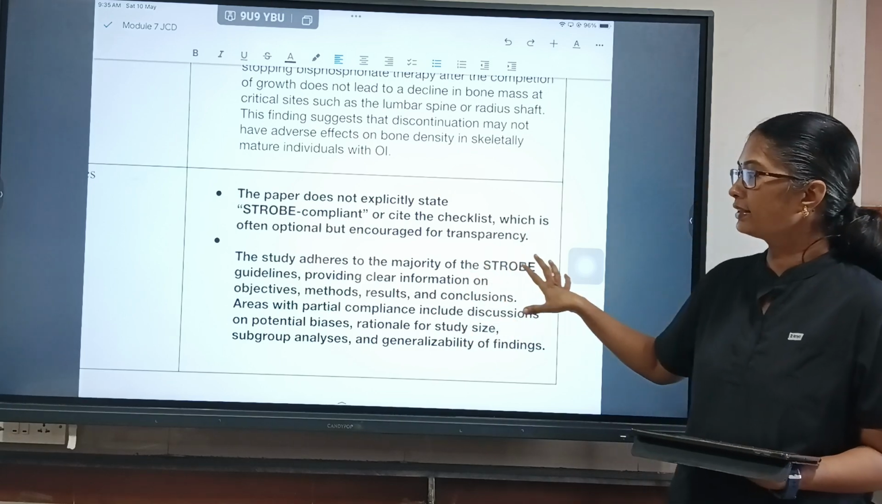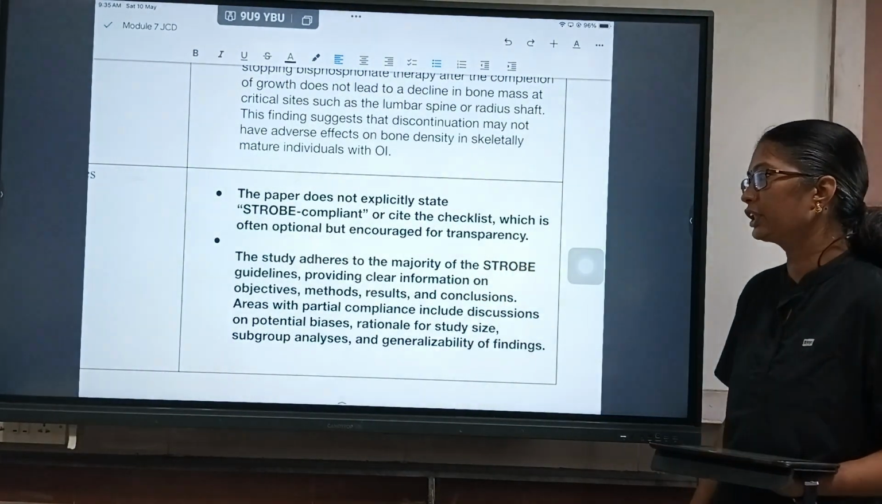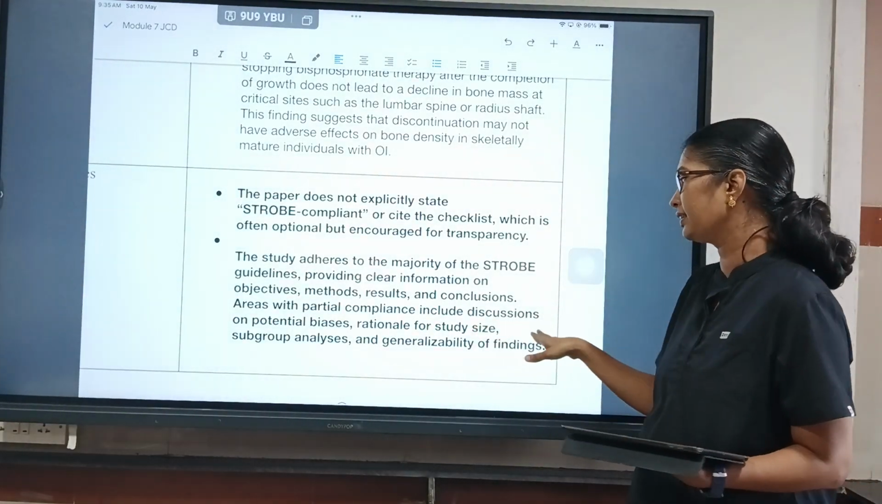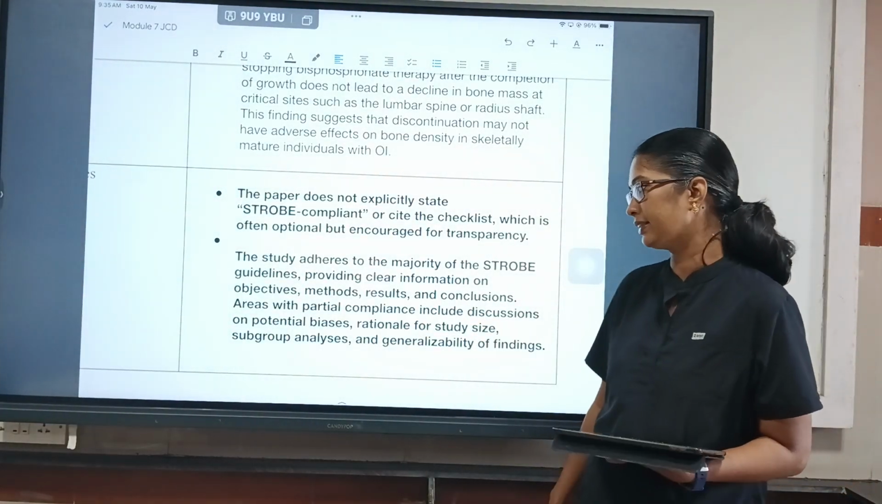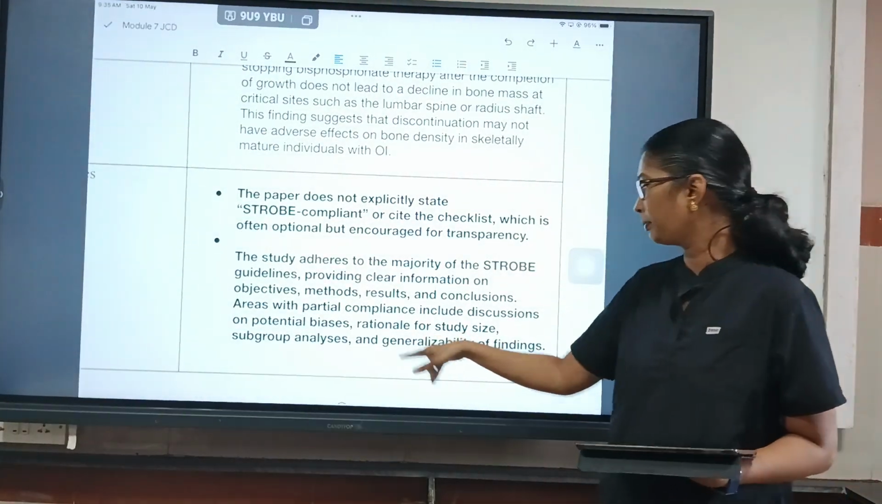But when we analyze the STROBE guidelines, they provide clear information on objectives, methods, results, and conclusions. Areas with partial compliance include the discussions on potential biases, rationale for study size, subgroup analysis, and generalizability of the findings.